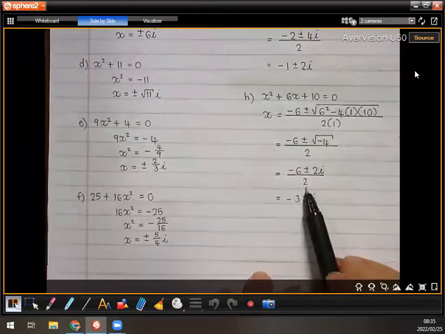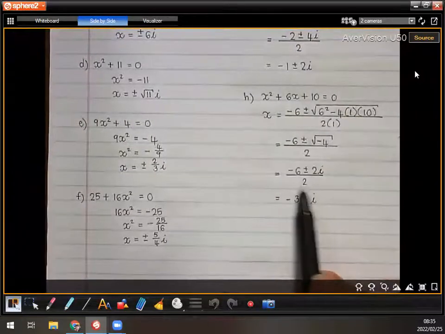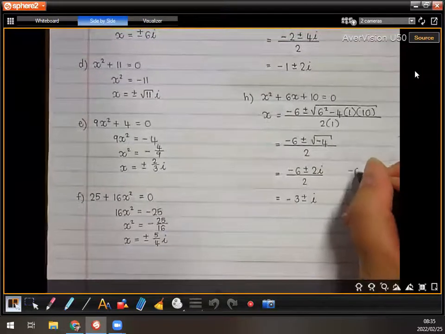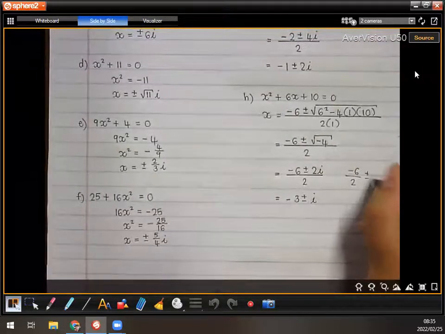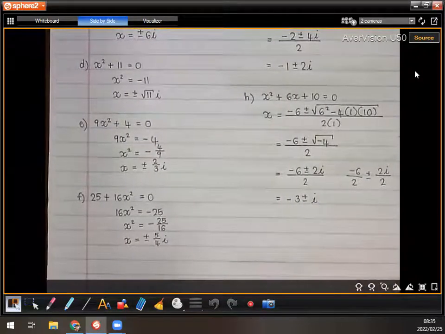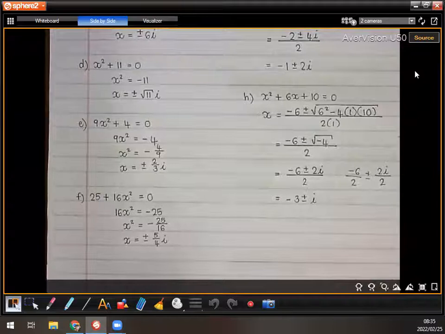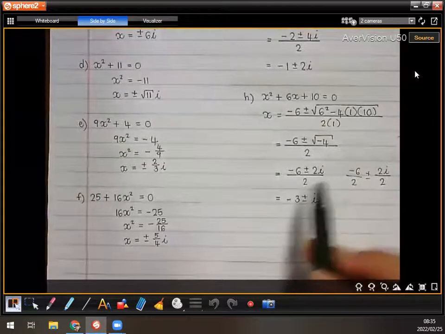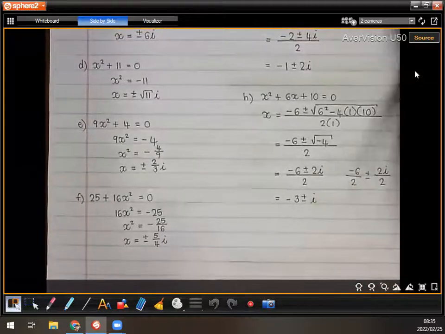Because there's one term in the denominator, you can split the fraction out. So you do -6/2 plus or minus 2i/2, and then you simplify. It would be wrong if you just said, okay, I'm going to cancel out this 2 and that 2. But because you're dividing both terms by 2, you cancel.